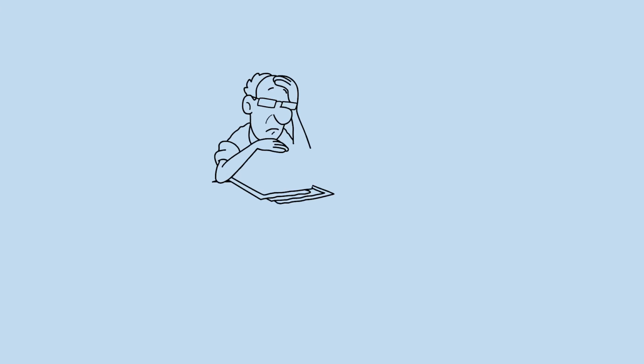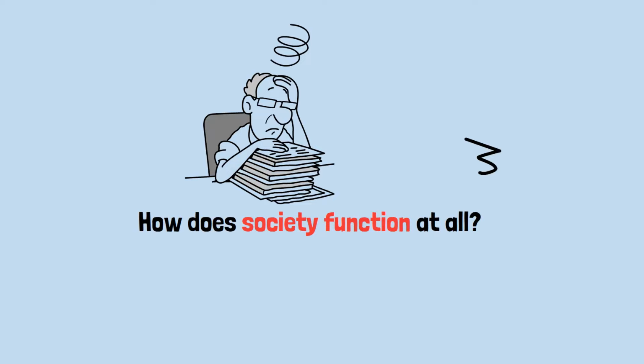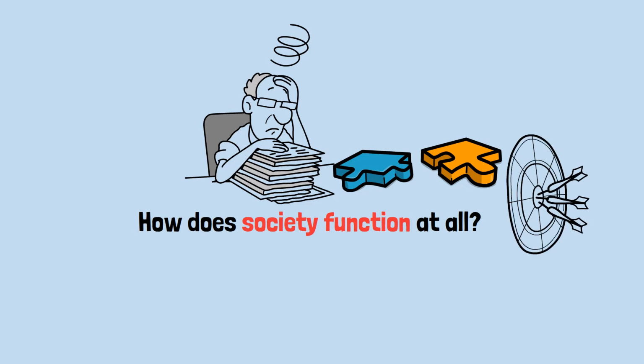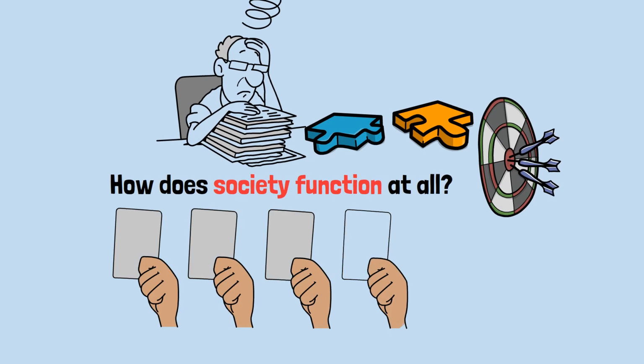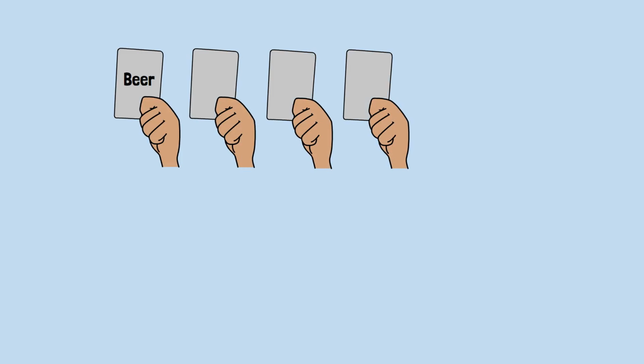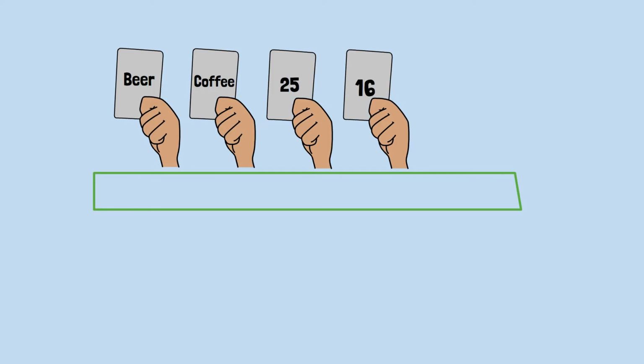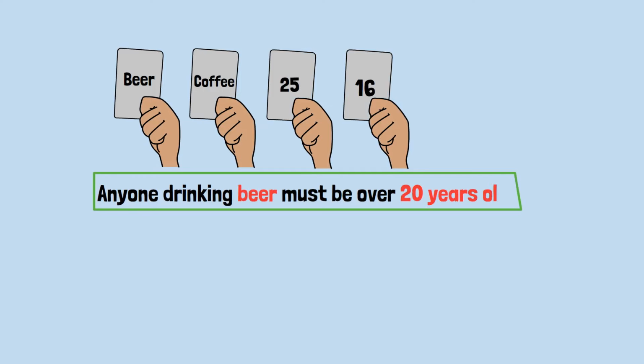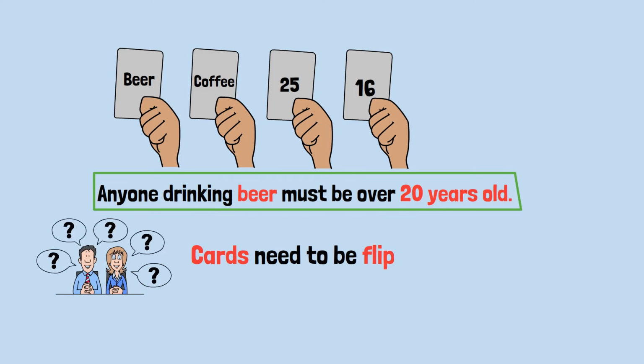So if logical thinking is supposedly this difficult for humans, how does society function at all? Let's transform this puzzle into a different context and watch what happens to our success rate. Imagine each card now represents a person. One side shows what they're drinking, the other shows their age. The 4 cards display beer, coffee, 25, and 16. The rule is simple. Anyone drinking beer must be over 20 years old. Which cards need to be flipped?